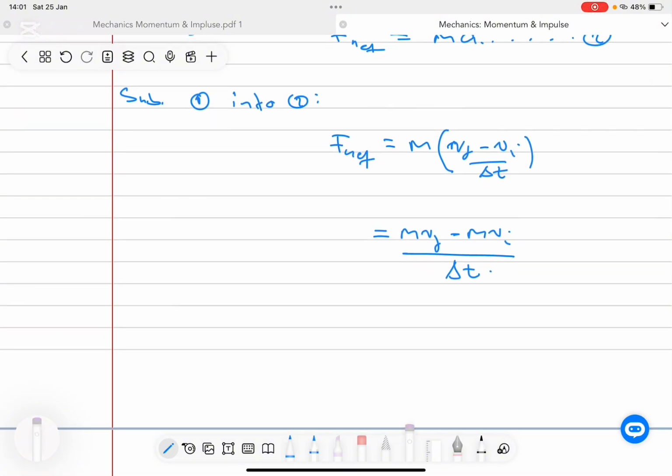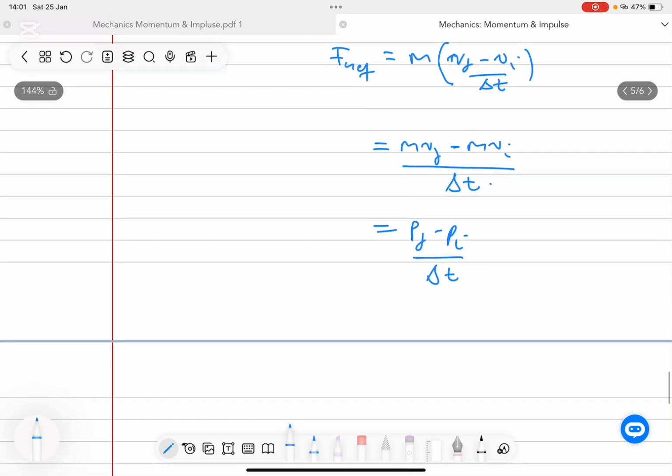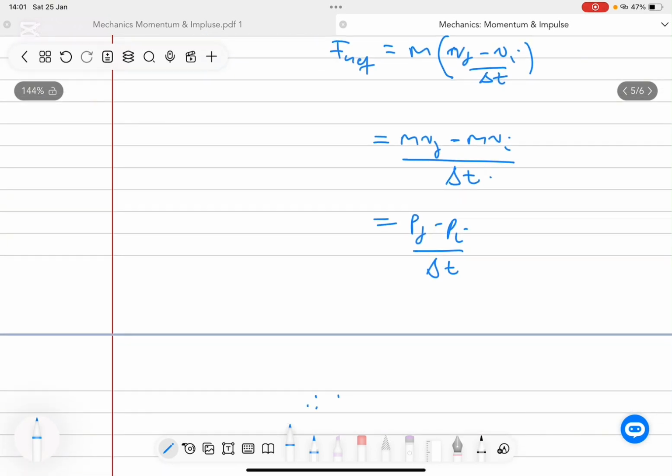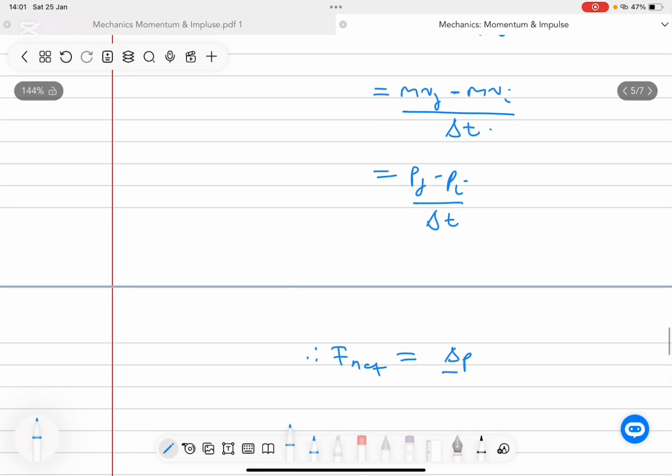It should be clear to you that what we have here is the final momentum subtract the initial momentum, right? So this can be rewritten as P final minus P initial over the change in T. And therefore, this means that the net force, because remember we were calculating the net force here, is indeed equal to the change in P over the change in T.